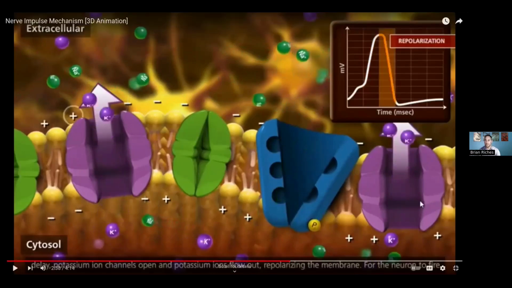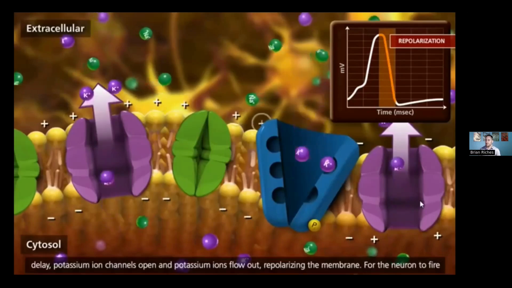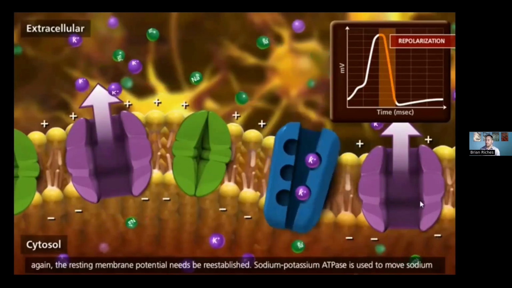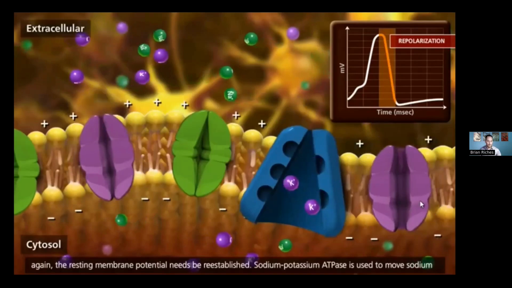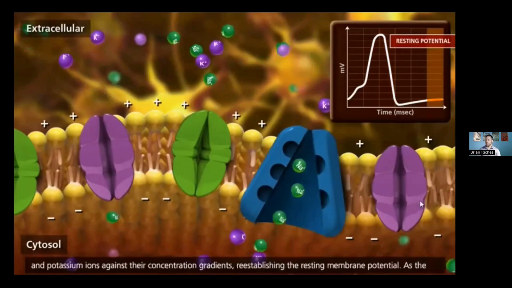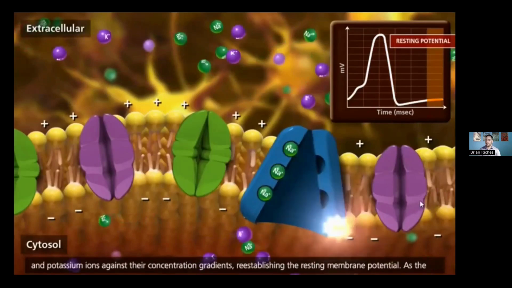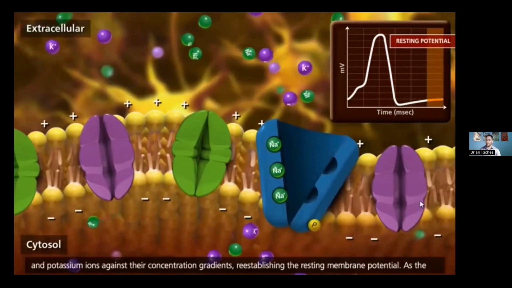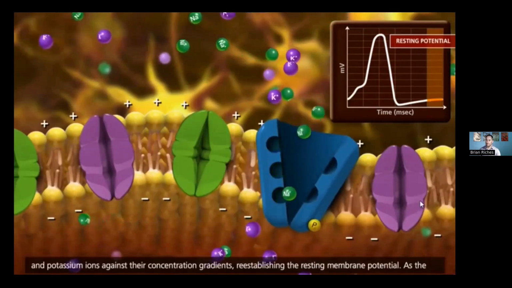So again, all these processes are taking some energy to move them against the concentration gradient. And so the neuron is using energy to do that. And also the short delay, it's a very short delay because again, neurons can fire like 200 times a second. Repolarizing the membrane: for the neuron to fire again, the resting membrane potential needs to be reestablished. Sodium potassium ATPase is used to move sodium and potassium ions against their concentration gradients, reestablishing the resting membrane potential.